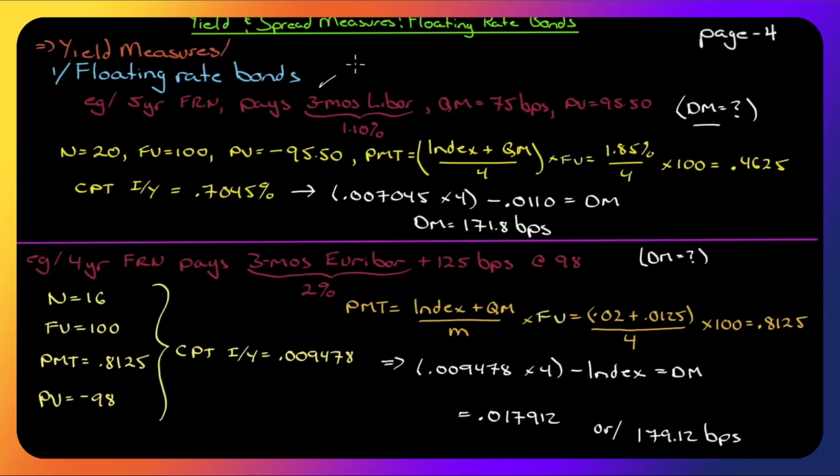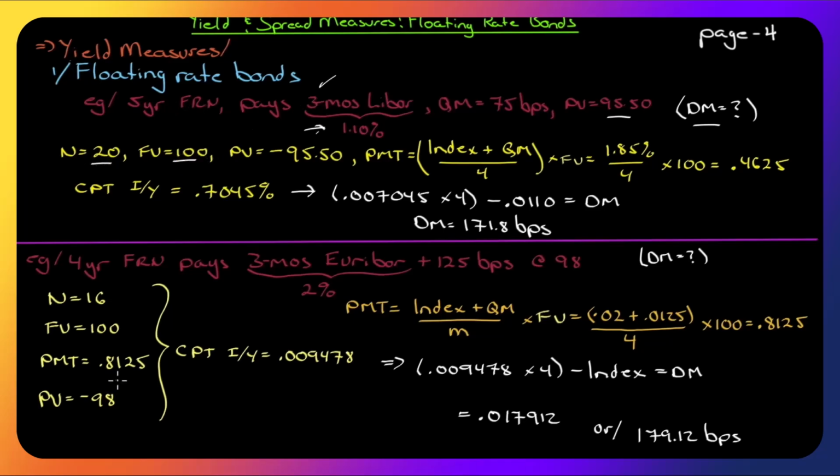The best way to find my discount margin is to say, well, given everything I know about this bond and this price, what is the yield to maturity on this bond? Once I know the yield to maturity, I can just subtract what the index is, and whatever's left over must be my discount margin. So let's go. Time value of money keys. N, well, it's a 5-year floating rate note paying 3-month LIBOR, so it's quarterly. 5 times 4 is 20.